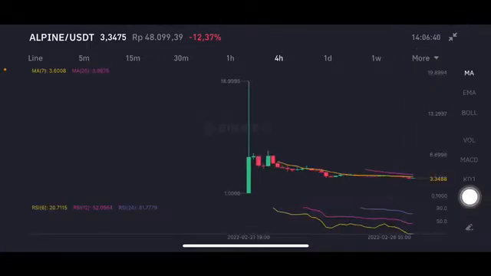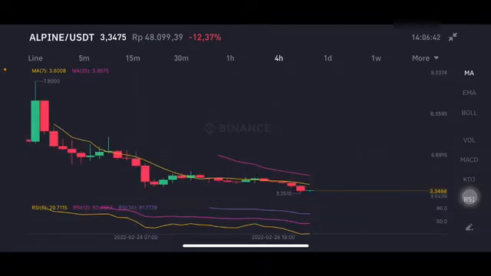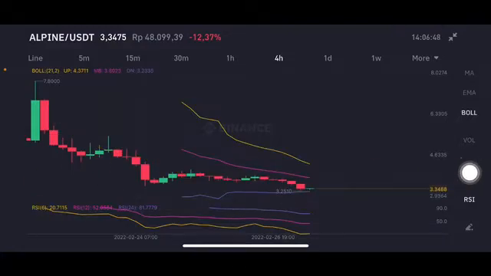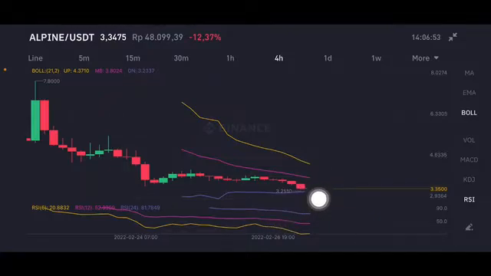We're going to go to the 4-hour chart here. Basically it's below the moving average 7, at 3.6 US dollars, and the stochastic is also still in a neutral position. Going to the Bollinger upper band, the purple one, the lower band is at 3.23 US dollars. So if you want to enter, you can enter below that point.